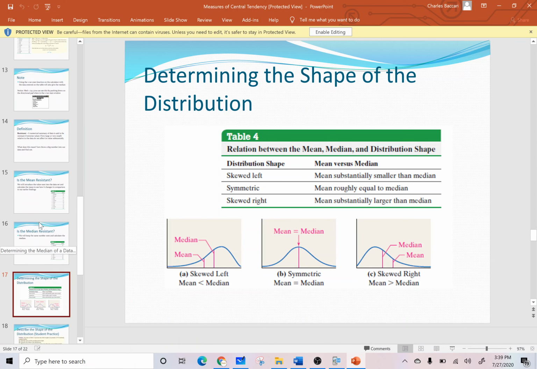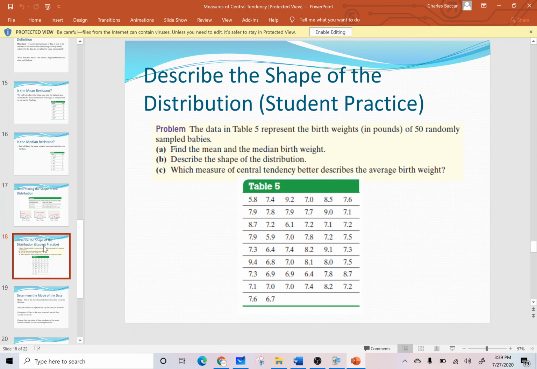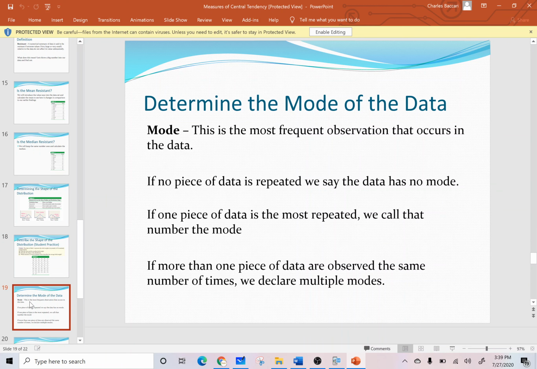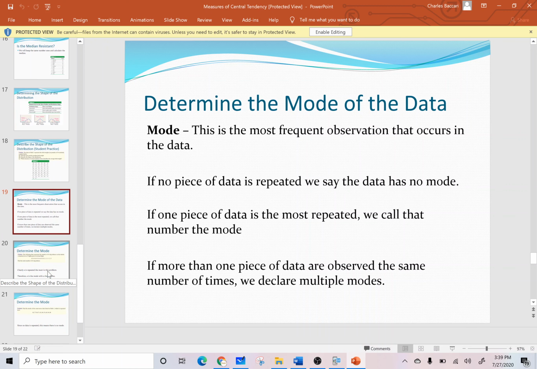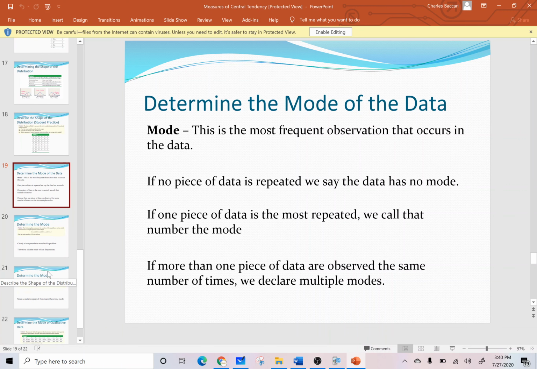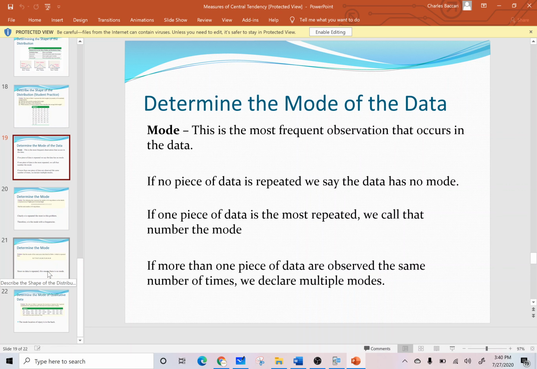So let's move on. We've done this one. Determine the mode for the data. The mode is the most frequently occurring observation. If no piece of data is repeated, we say that the data has no mode. If one piece of data is the most repeated, we call that the mode. If more than one piece of data is observed the same number of times, we declare multiple modes.